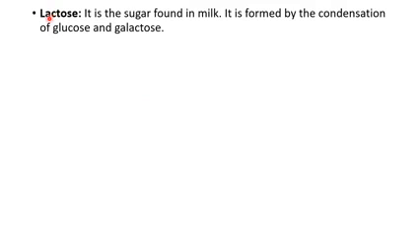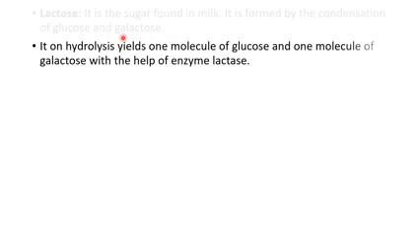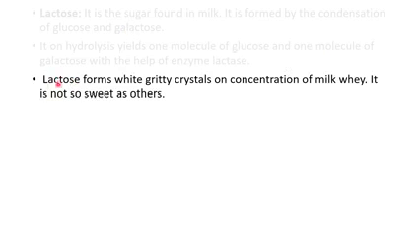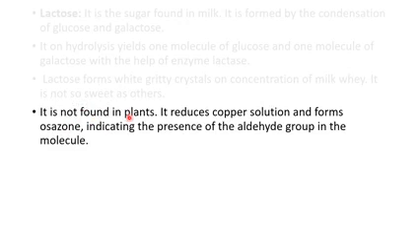The next disaccharide is lactose, which is present primarily in milk. It is formed by the condensation of glucose and galactose. When hydrolyzed by the enzyme lactase, you will get one molecule of glucose and one molecule of galactose. Lactose forms white gritty crystals on concentration of milk whey. It is not as sweet as sucrose. It is not found in plants; of course, it is found in milk.